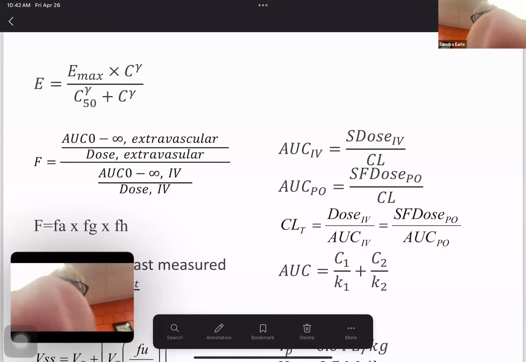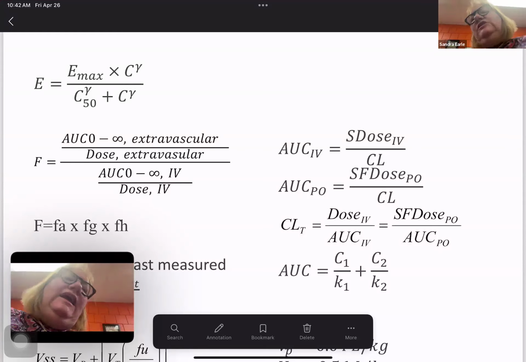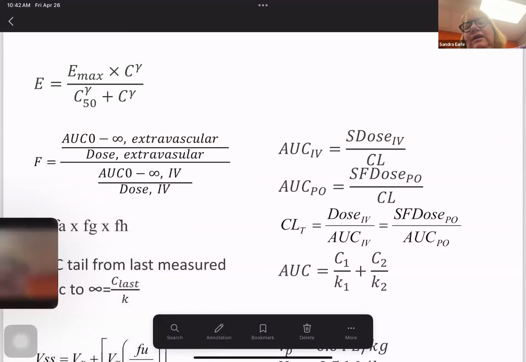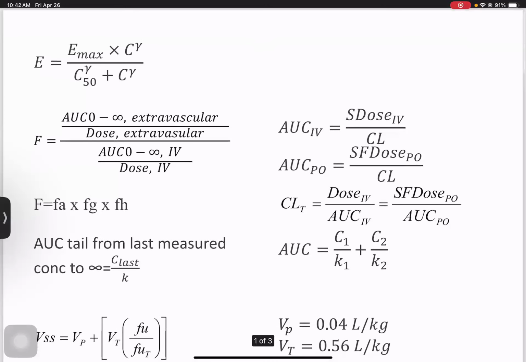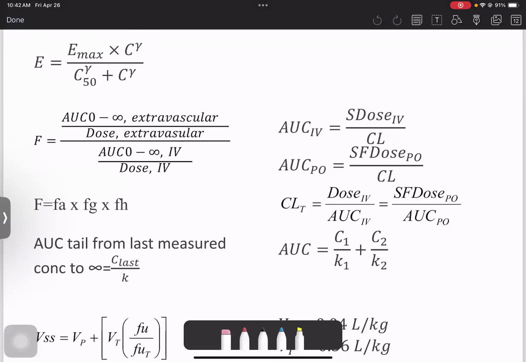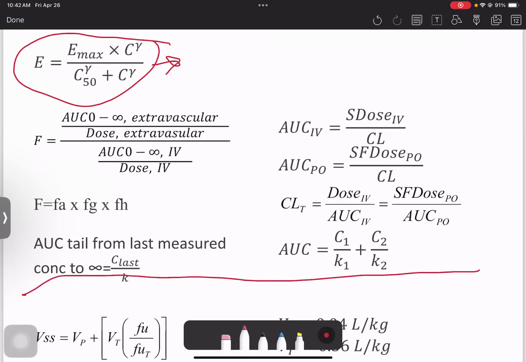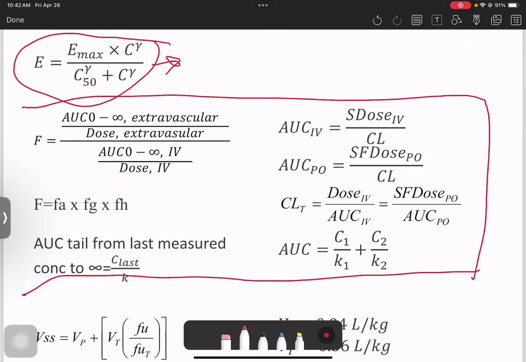Okay. So remember, it goes through things in the order that we had class. So we start out here with our sigmoid Emax model. This is our sigmoid Emax model. And of course, you can simplify that to the Emax model and the linear model as you see fit. This section here is all about bioavailability and bioequivalence. I don't think it needs any more explanation than that.